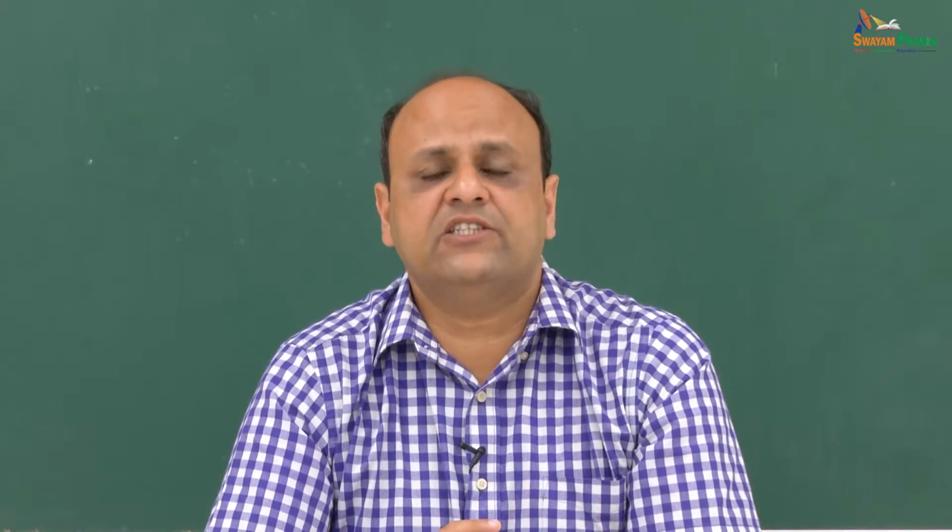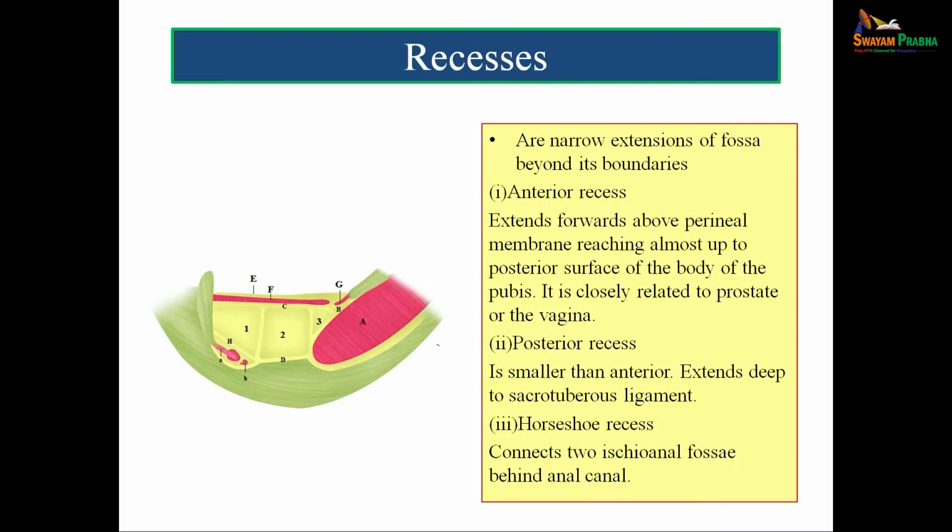In this particular parasagittal section, if you look at 2, that shows the main part of the ischiorectal fossa. The main part is the one which you saw in the coronal section, but there are some extensions of the ischiorectal fossa or the ischioanal fossa, which are marked by 1 and 3 in the figure. They represent the anterior recess and the posterior recess of the ischioanal fossa. Now, the anterior recess lies in relation to the pubis.